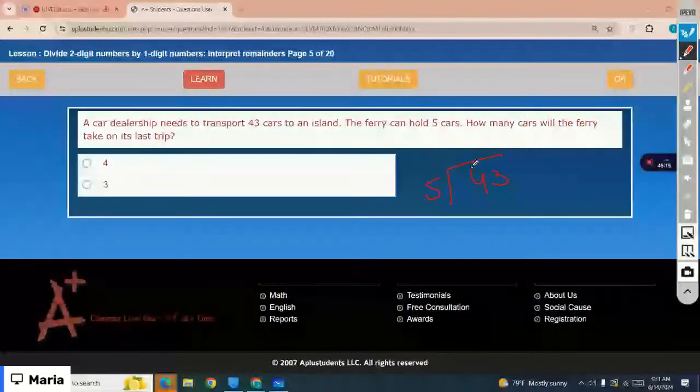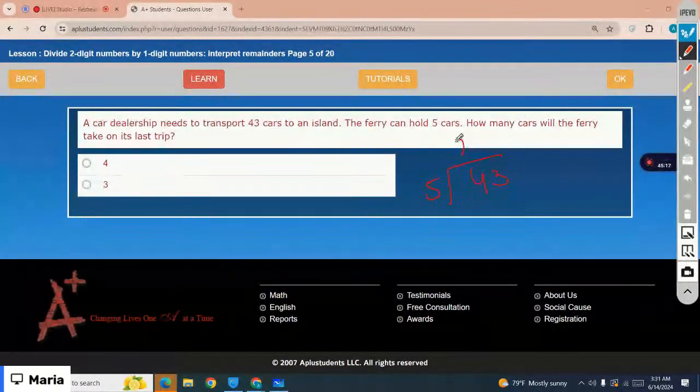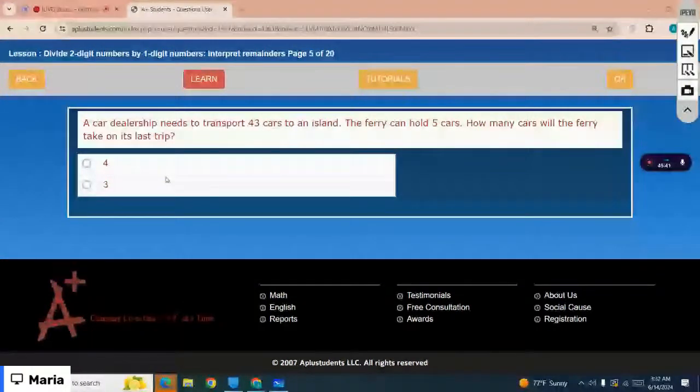Five times 8 is 40. So the remainder is 3. The correct option is 3. Option number 2 is the correct option.